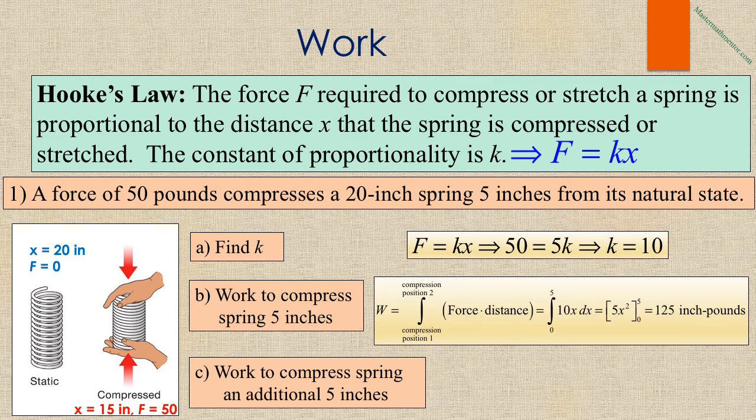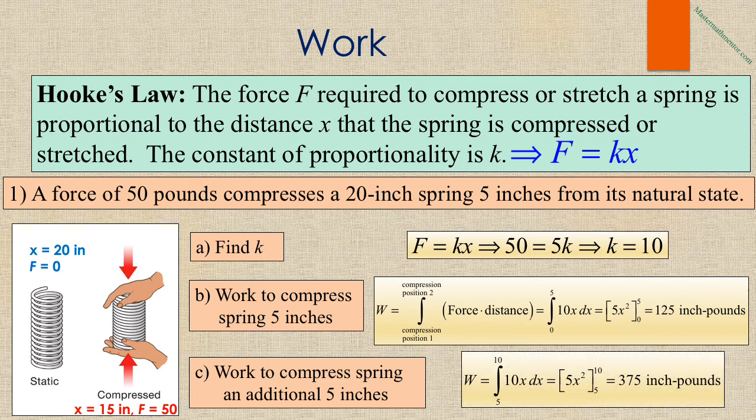Our formula for work will be a definite integral from compression position 1 to compression position 2 of force times distance. Our compression position 1 is 0, and our compression position 2 is 5. Our force is 10x, and our distance is dx. So we want to integrate from 0 to 5 of 10x dx, which is 5x squared evaluated from 0 to 5, and our answer is 125 inch-pounds.